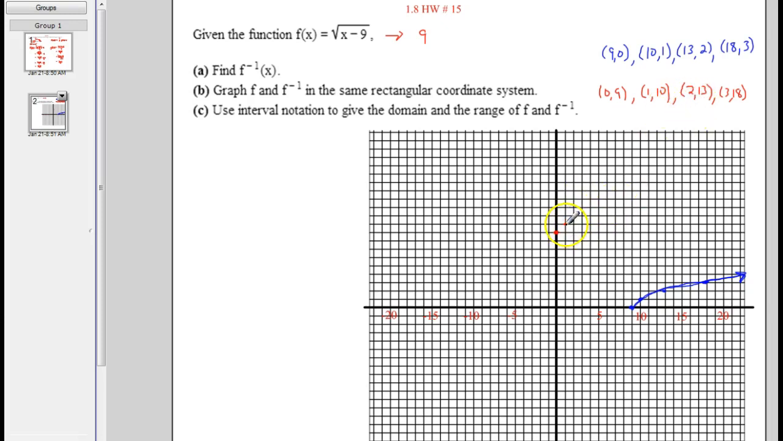Alright, (2, 13), there's 10, 11, 12, 13, and (3, 18). So there's 13, 14, 15, 16, 17, 18, there's 3. Alright, so there's what this thing would look like. So I'm doing part B right now by plotting these points flipped around the other way.